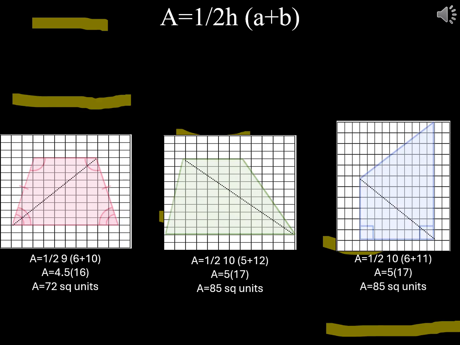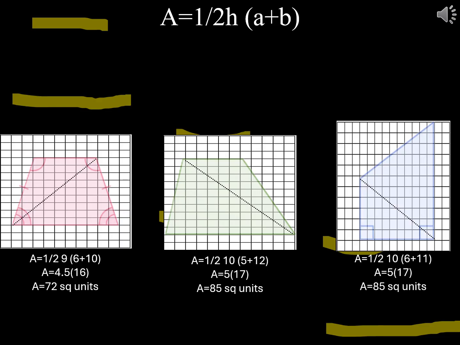The top base is worth 6. Now, when we count these units, we're not counting the squares. It's more like a number line. We're counting from each line to the next. So we've got 6 for the top base, 10 for the bottom base, and then we're going to identify the height, and that's what is in between the two bases. So we've got 9 units there. So we're going to plug that into our equation. We've got half of 9 times 6 plus 10. So that gives us 4.5 times 16, which equals 72 square units.